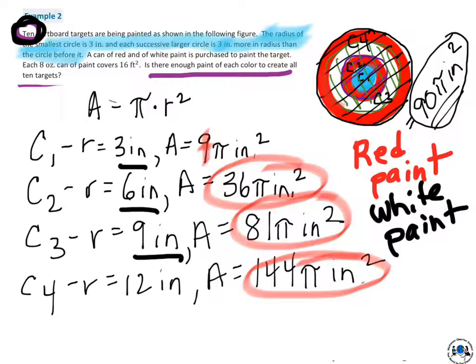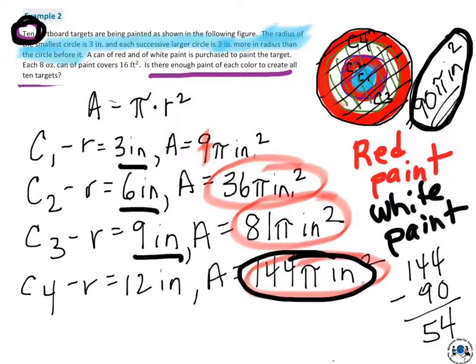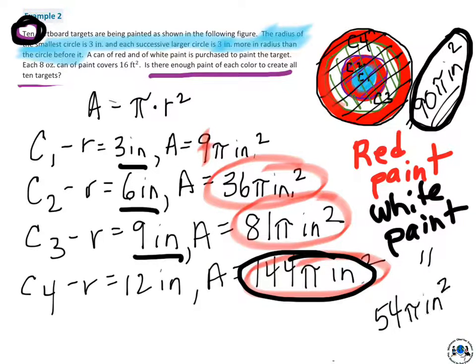Okay, clean that up a little bit. White paint. So now for white paint, and again, there are a number of ways to do this. You might have chosen a different way to do it. But what I figured is that all I need to do is take the entire target, which is 144 pi inches squared, and just subtract what I know. I know 90 pi inches squared for the red, therefore I'm left with 54 pi inches squared. And that's my white paint. So now I have the area in pi inches squared right now. I'll have to do some converting, but this is my first step. So now I know the area of both the red and white paint on one dartboard target.